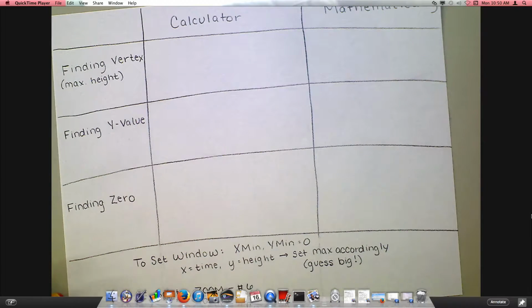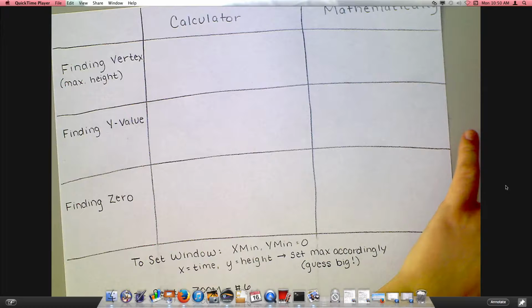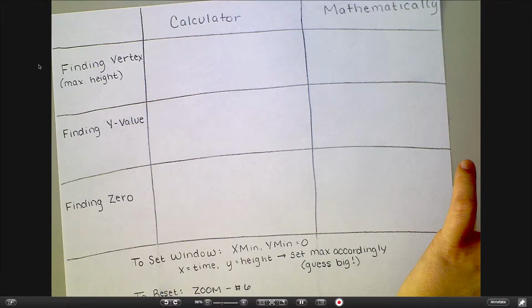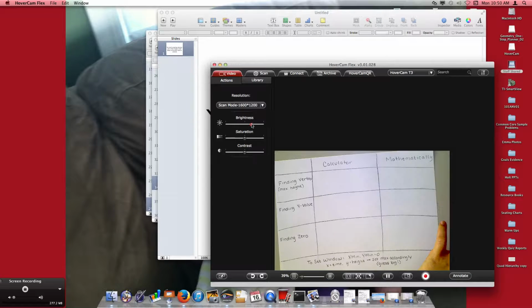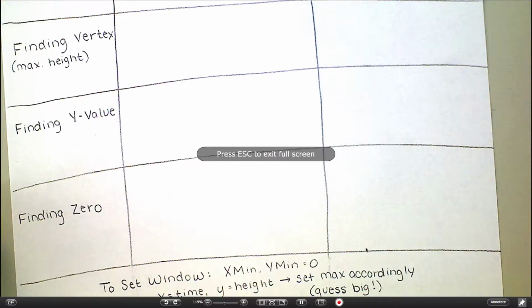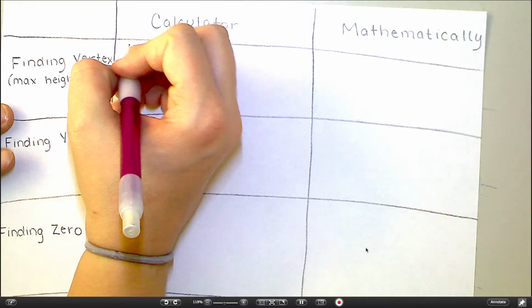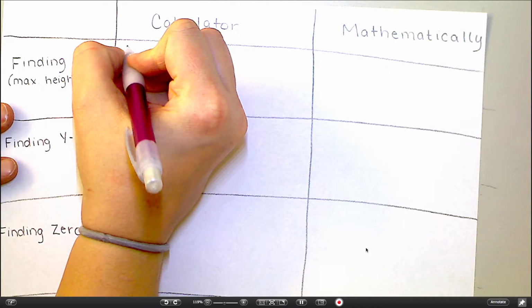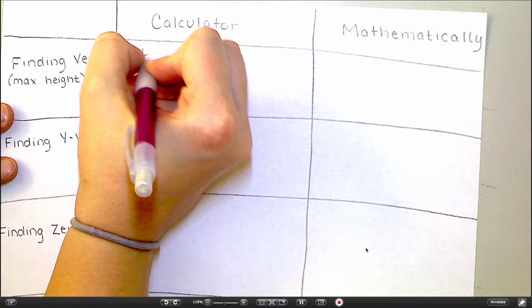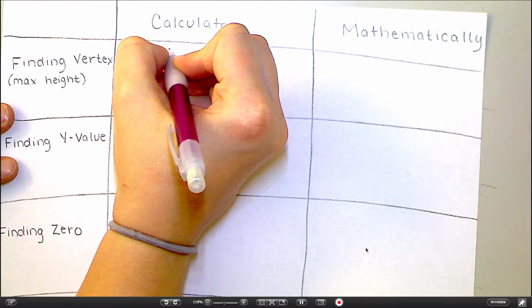So if the question asks you something about finding the maximum height, let me see if I can fix the brightness here a little bit. That's pretty bright. Here's what you're going to do. Write this down first, and then I'll demo it, and then you'll try it. You're going to go to the Calc menu and choose Maximum.